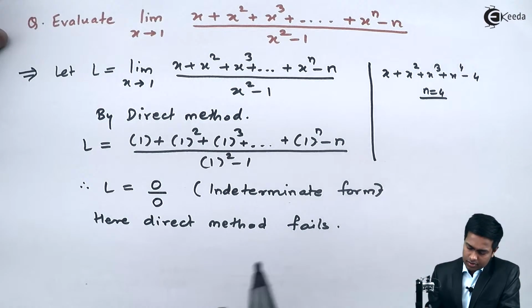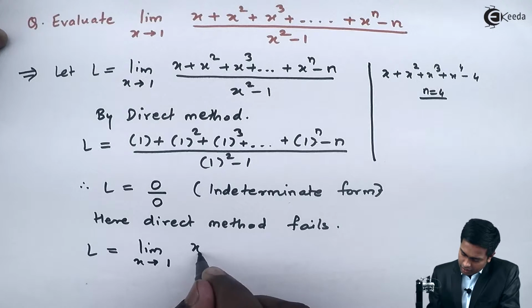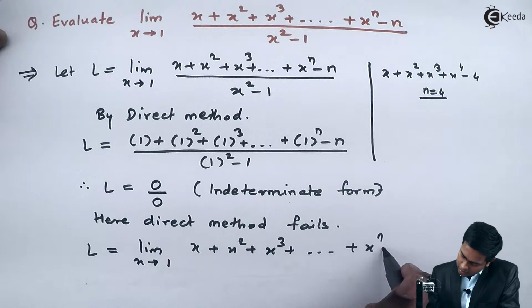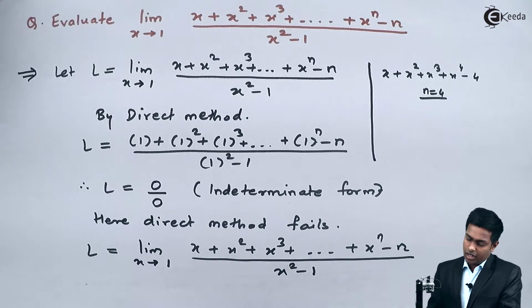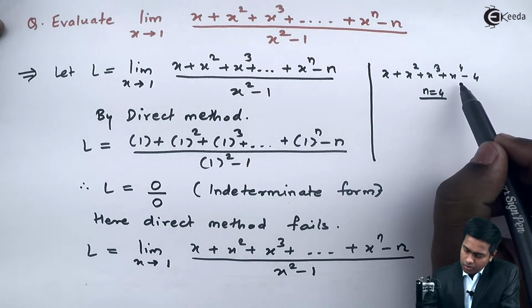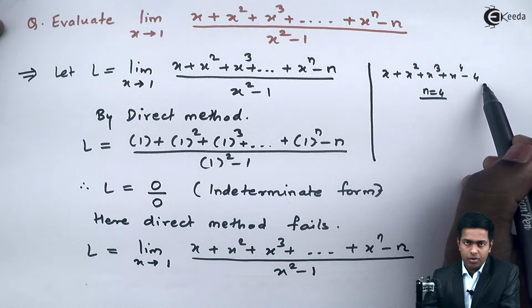So what I'll do is, I will rewrite the given limit as limit x tends to 1, (x + x² + x³ and so on till xⁿ − n) upon x² − 1. Now in the denominator, we can apply the formula a² − b², which gives (a − b)(a + b). Whereas in the numerator, I will again consider this example. If n is 4, then we are getting the last term as x⁴ − 4.